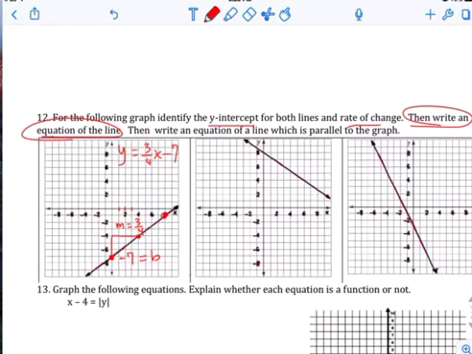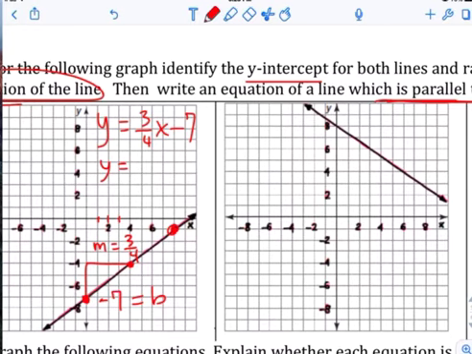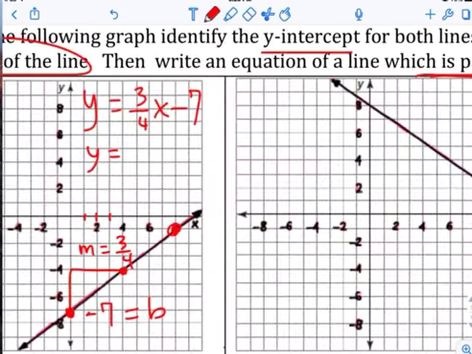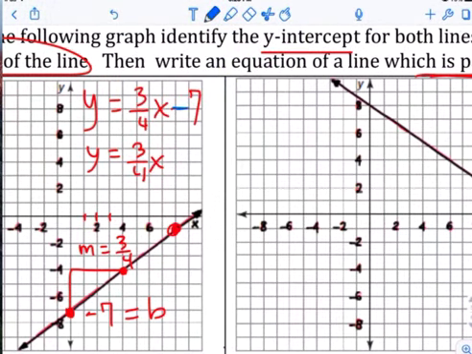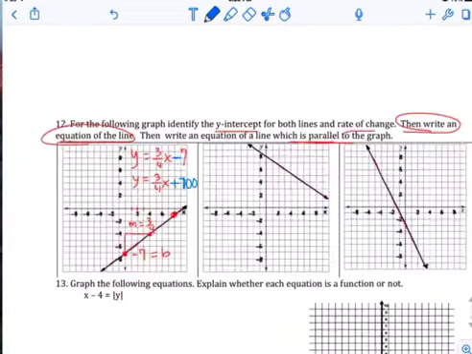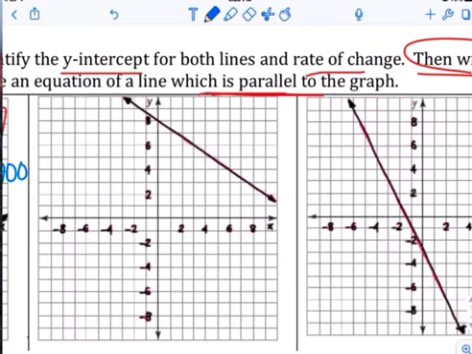Write a line that's parallel to the graph, so y equals, they didn't ask to explain, so 3 over 4x, we can do plus whatever we want. This is a minus 7, we can do plus 700. That would work. Rate of change is the same, so y-intercept, b is 8.